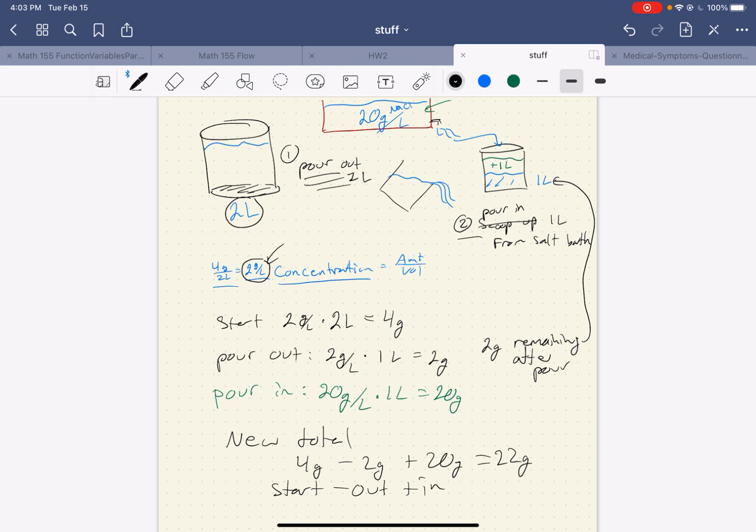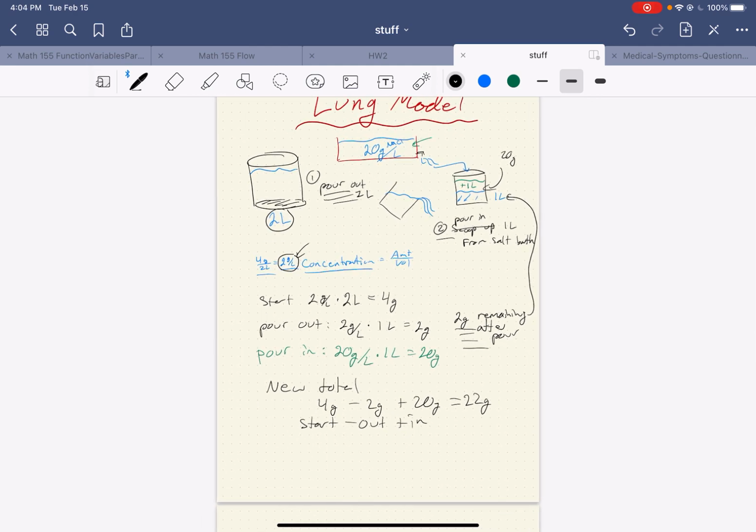We could also just think of it as how much was remaining plus how much did I add. I added 20 grams. No matter how you want to think of it, as long as you have a way that makes sense, that's great. For the DTDS that we're going to use, sort of start minus out plus in, that's the typical form.